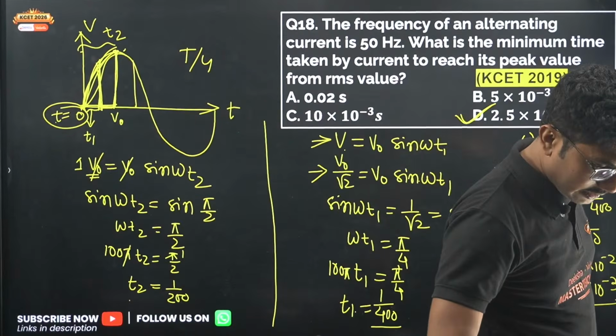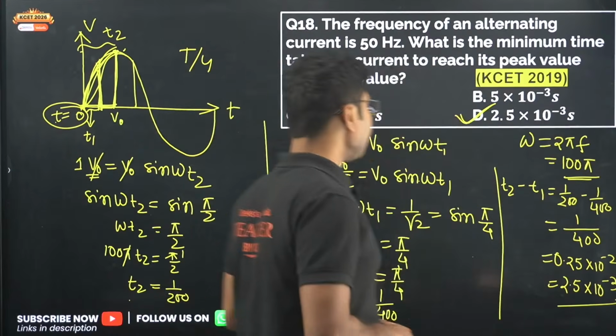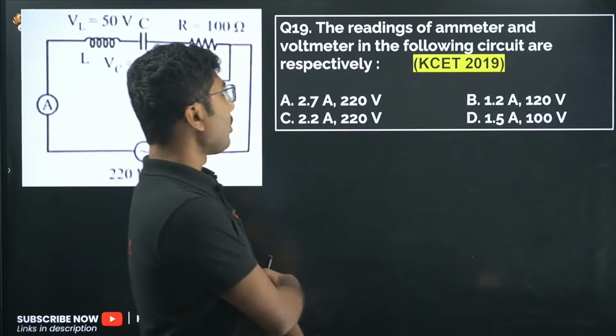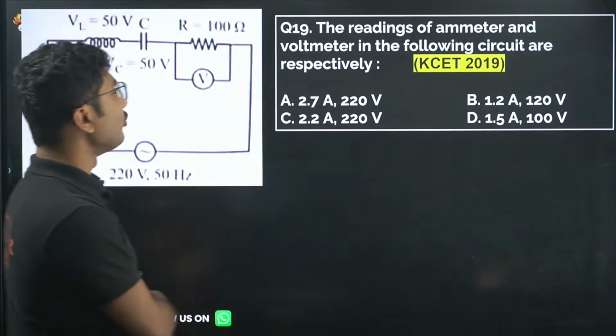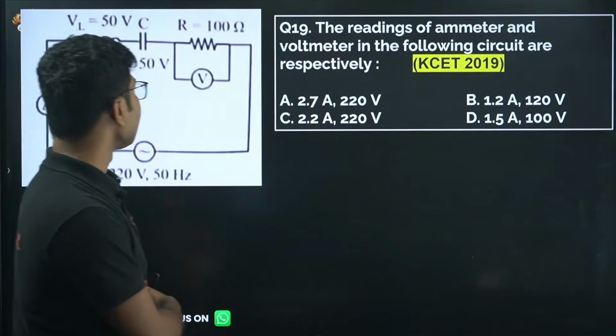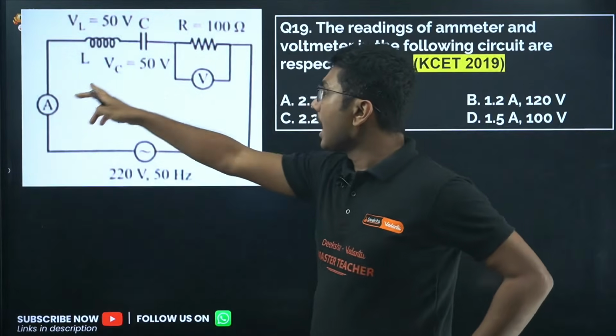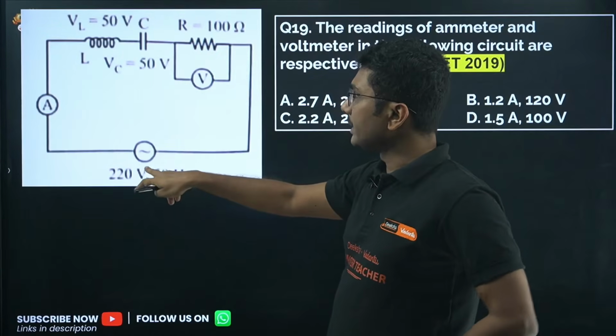Nagaraj answered correctly. Okay, Nagaraj, now let's move on to the next question. The readings of ammeter and voltmeter in the following circuit, respectively.